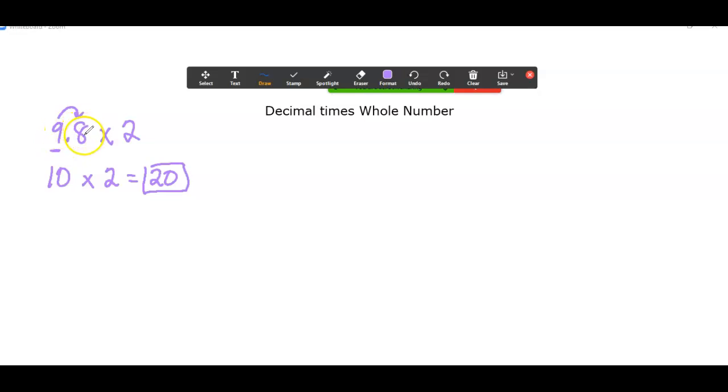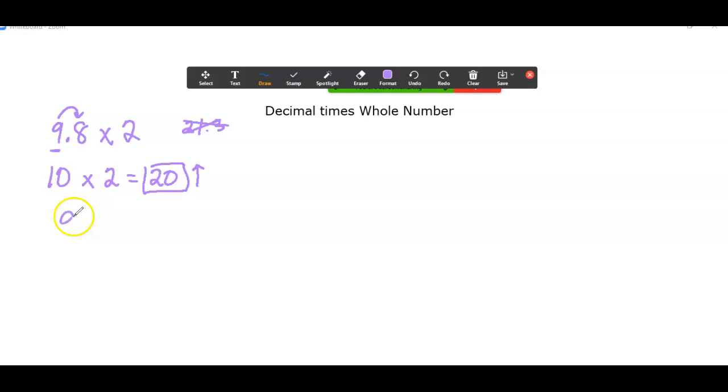Now, I know that in order to go from 9 and 8/10 to 10, I rounded up. I did not round this number at all, but I did round this factor up. So that 20 should be close to the real answer, but it's going to be over the real answer. That'll help me because if I get an answer of, let's say, 21 and 3/10, but this says that 20 is too much, then this cannot be my answer because 20 is already too much.